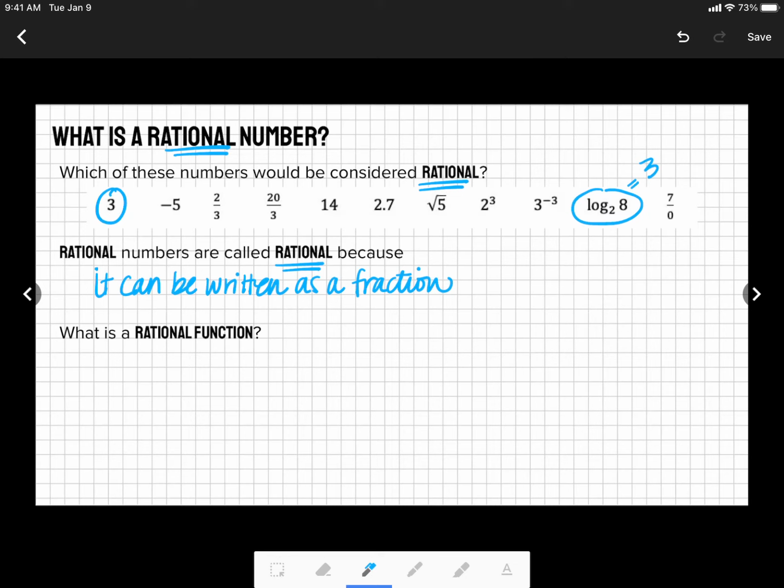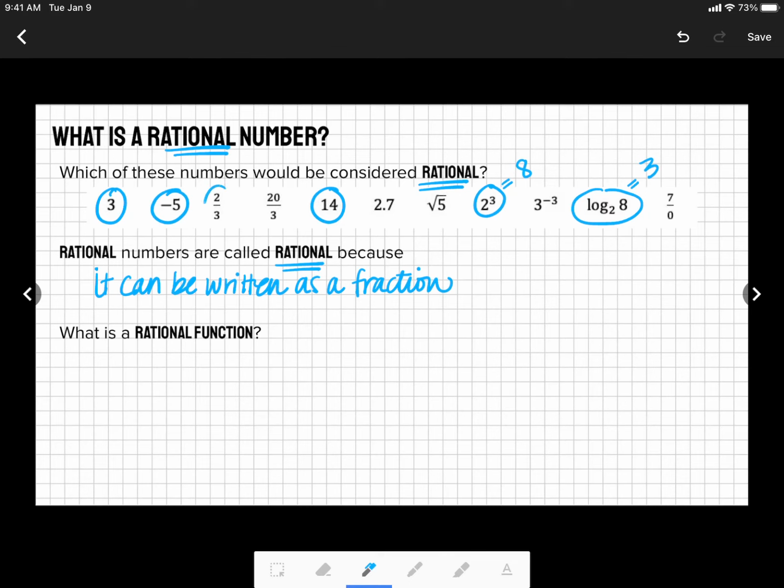Again, our only qualification is it can be written as a fraction. 14, yeah, that is a rational number. We could write it as 14 over 1. It is this whole number, so that counts. -5, that counts as well. Something that can be written as a fraction or represented as a ratio: 3 to 1, -5 to 1, 14 to 1. 2 cubed is just 8, so yeah, that is totally a rational number.